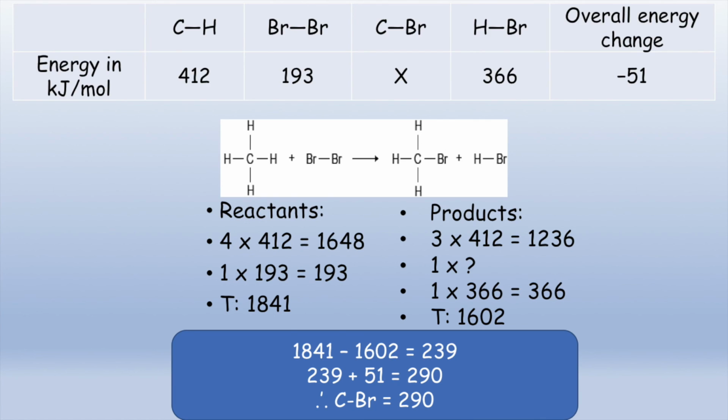Here is my answer. Upon reading this question, the first thing I do is divide my page to compare the reactants and the products. I know I need to calculate the products without the carbon to bromine bond to work out the difference between the overall answer of -51 and the answer you get when you take the products from the reactants without the bond.